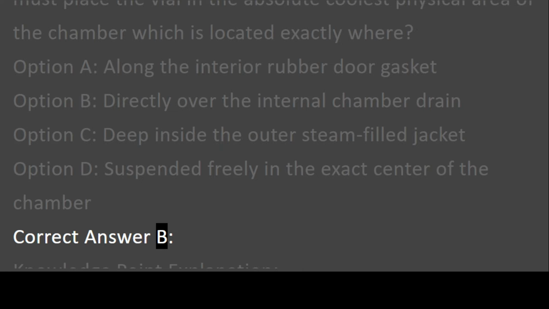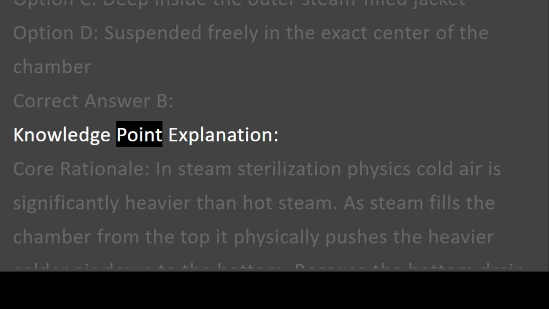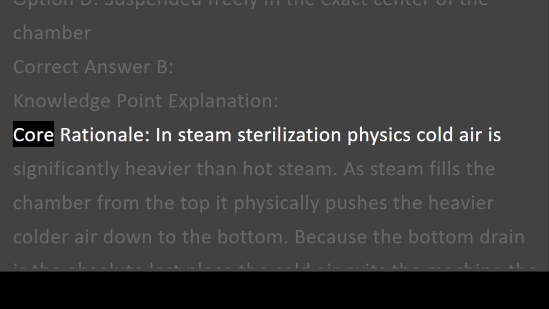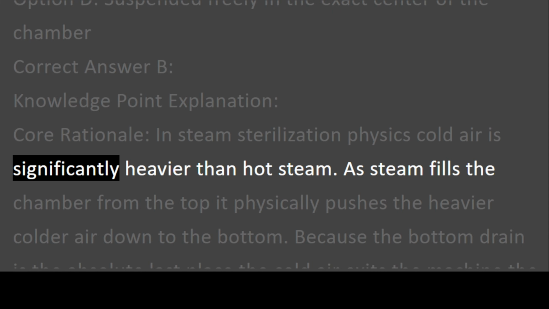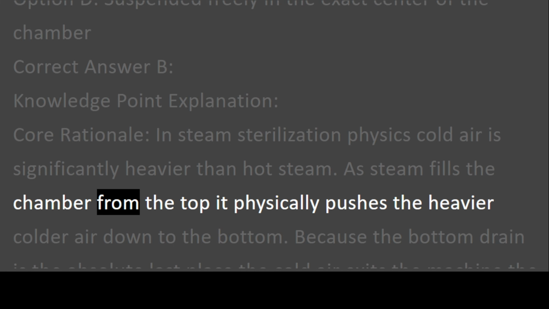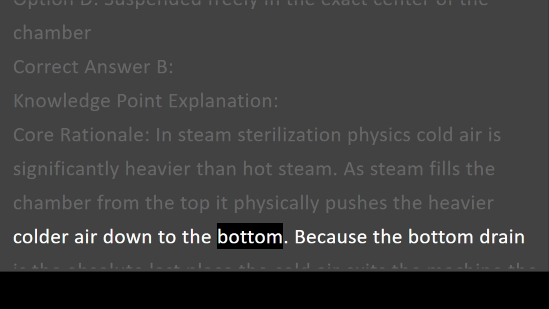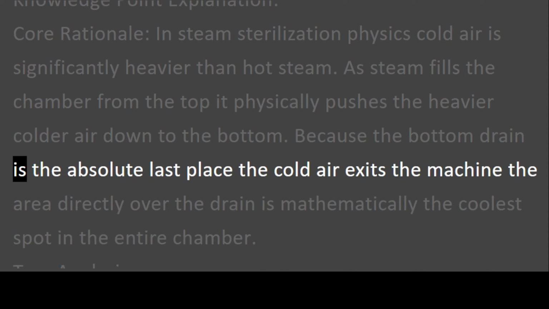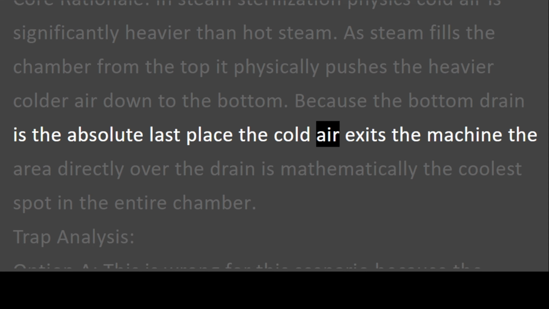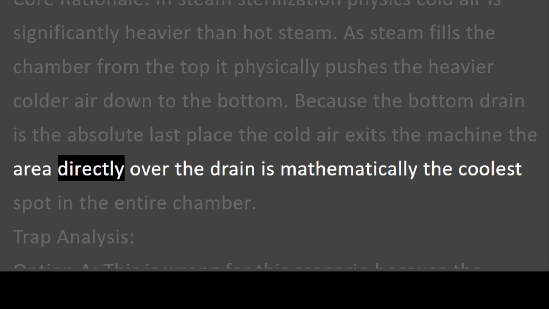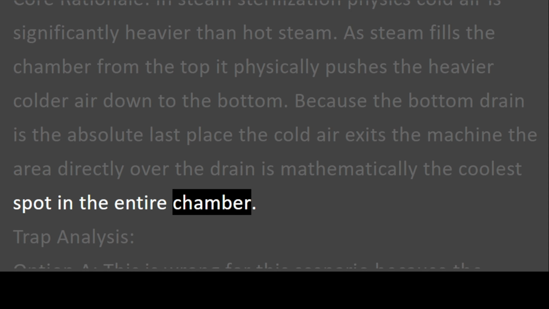Correct answer B. Knowledge point explanation. Core rationale. In steam sterilization physics, cold air is significantly heavier than hot steam. As steam fills the chamber from the top, it physically pushes the heavier, colder air down to the bottom. Because the bottom drain is the absolute last place the cold air exits the machine, the area directly over the drain is mathematically the coolest spot in the entire chamber.